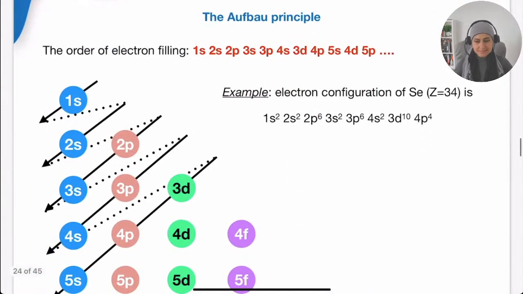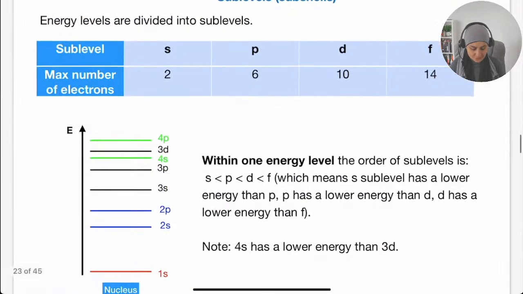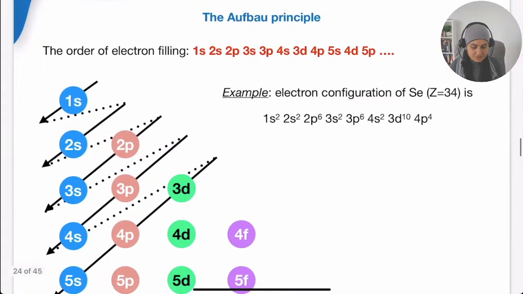The next bit brings us to the Aufbau principle, that's the order of electron orbitals filling. Electron orbitals fill from lower energy to higher energy. So that's the order: 1s, then 2s, 2p, 3s, 3p, 4s, 3d. Remember, 3d is higher than 4s, so that's why it goes like that. 4s, 3d, 4p, 5s, 4d, 5p, and so on.